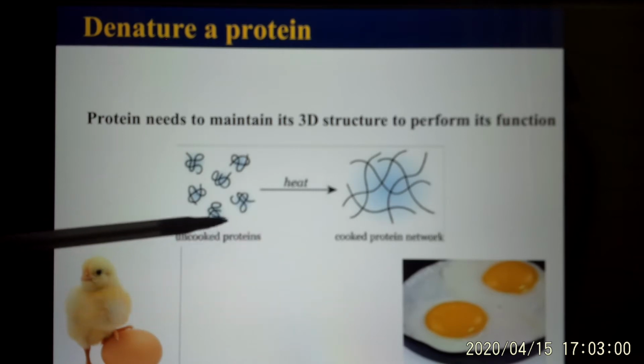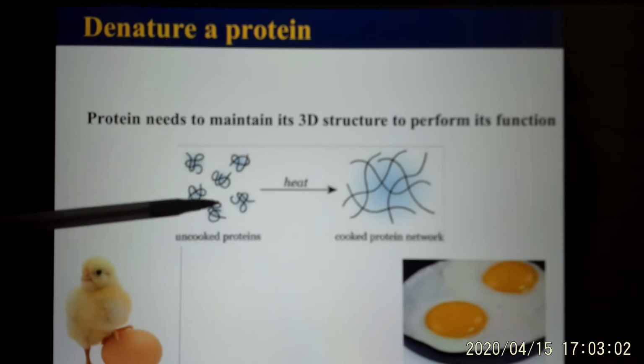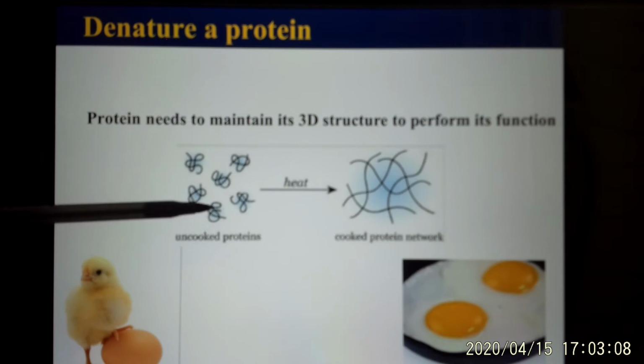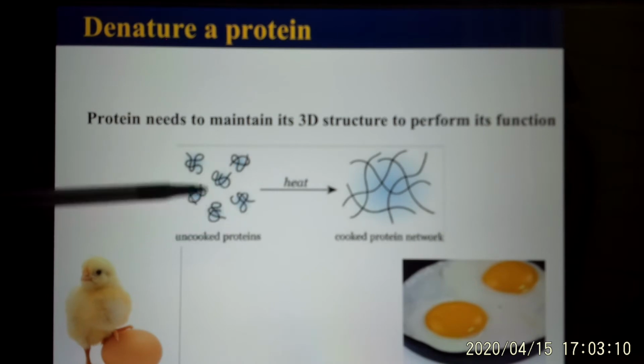And that's how we destroy bacteria. Once they change their 3D structure, they won't be able to harm you. But we still have the nutrients because the amino acids are still there. They just change the 3D structure. So changing the 3D structure of protein is called denature.